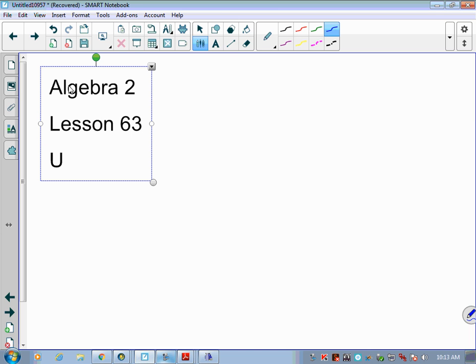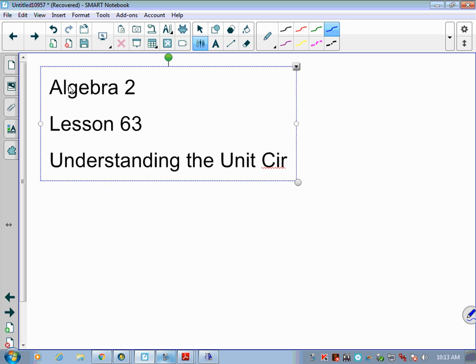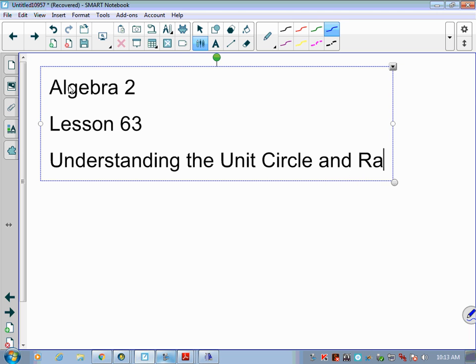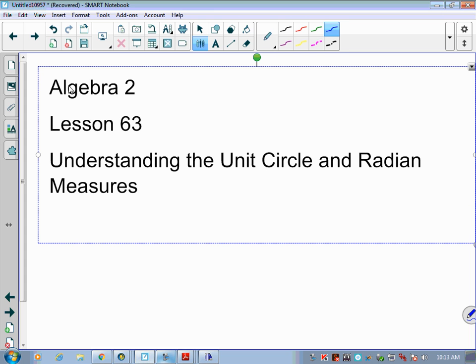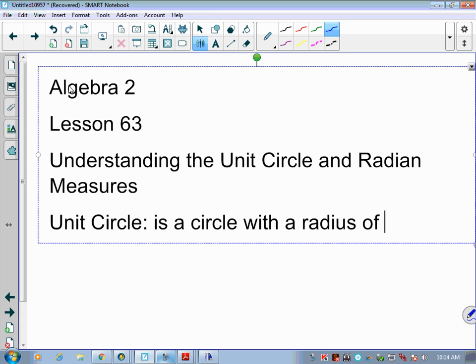What we're talking about today is understanding the unit circle and radian measure. All right. Unit circle. What is that, Ronnie? What is the unit circle? It is a circle with a radius of 1 unit. And this is going to be drawn on a coordinate plane. Okay?